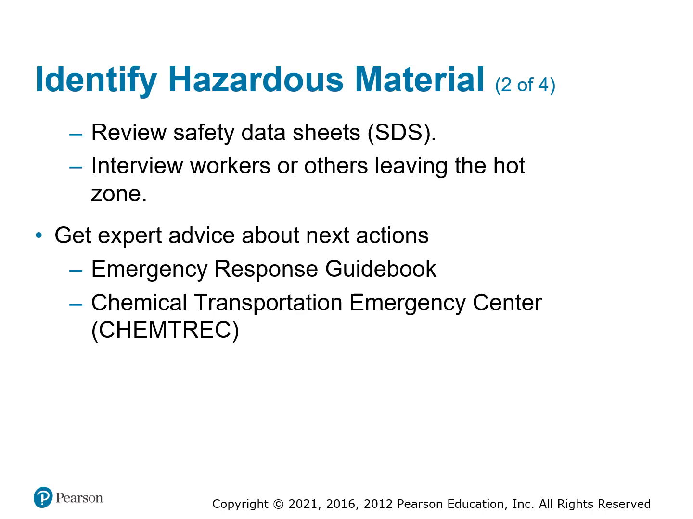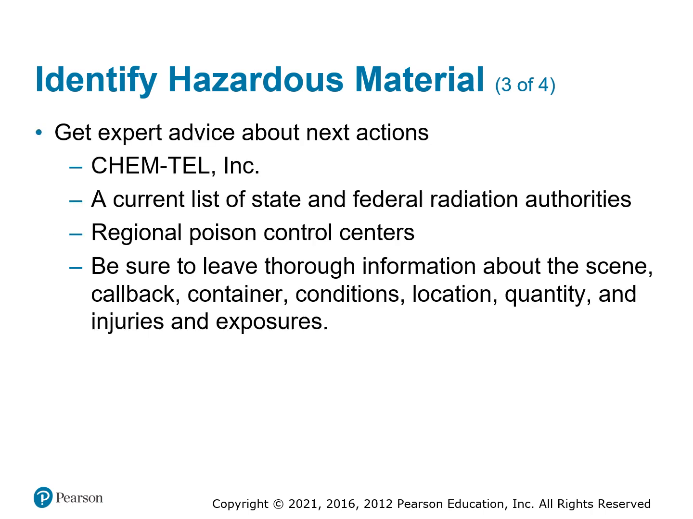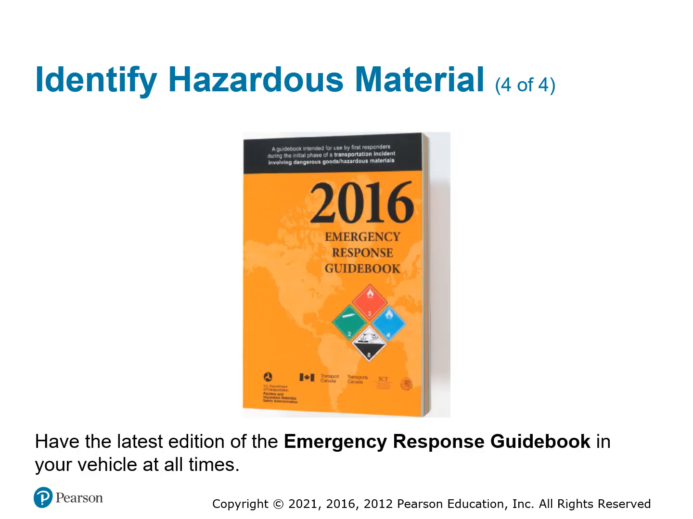Get expert advice about the next actions. You can get that through the Emergency Response Guidebook. There are some other books out there. The Chemtrec is pretty good. Chemtel Incorporated is another resource. A current list of state and federal radiation authorities, regional poison control centers. For the Poison Control Center, be sure to leave thorough information about the scene, callback, container, conditions, location, quantity, and injuries and exposures. Now, these are renewed every 4 years, so we should have 2024 ERGs.